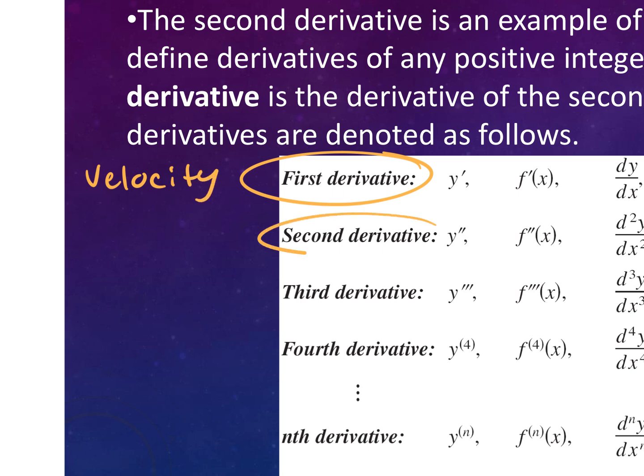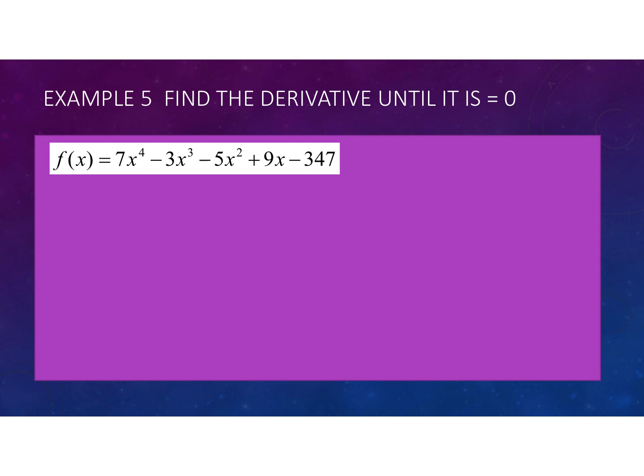Second derivative is acceleration. I probably spelled it wrong, but acceleration. So to find acceleration, you take the second derivative. So there's a question at the end of the homework that asks for acceleration. You just want to take the derivative twice. So example 5 says find the derivative until it's equal to 0.